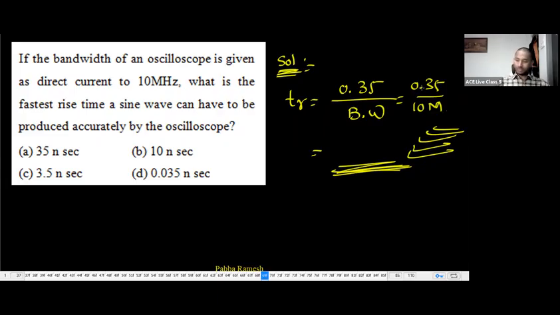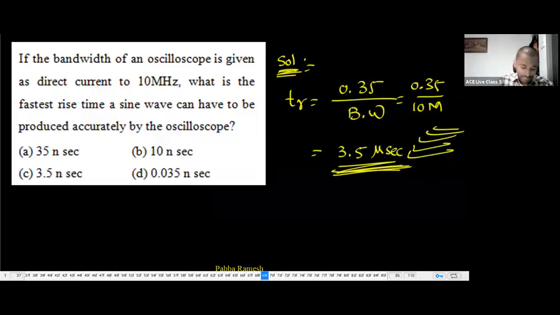This is not very critical, but it is a very small decimal point matter, and people are getting confused. What is that? 35 by 10, 3.5, 3.5 micro, right? People are writing like this. But be clear, it is not 3.5. By mistake, people are doing 0.35 by 10, so the decimal will be cancelled.